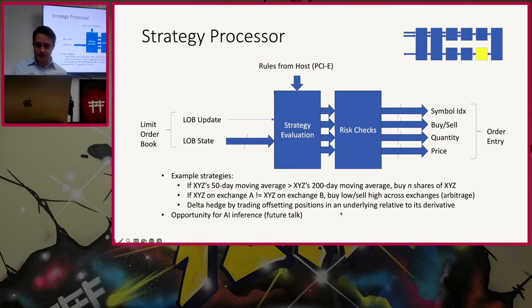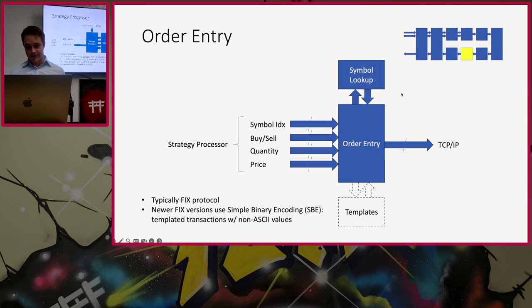Okay, so we've decided to trade, and we pass all our checks. Now we actually have to package all that information up and send it downstream to the exchange. So this is where, again, we reference the symbol by an index. Are we buying or selling? What's the quantity? What's the price? Then we get to this order entry block. It takes that information and does the reverse translation of the symbol index into the symbol, so let's say the binary or ASCII representation of AAPL, or whatever Apple is, for example.